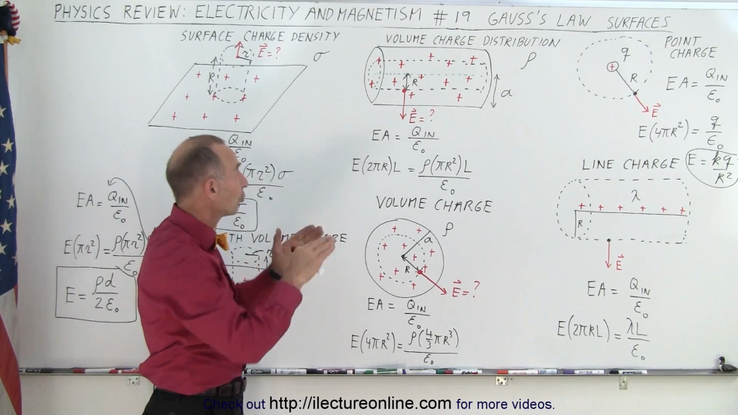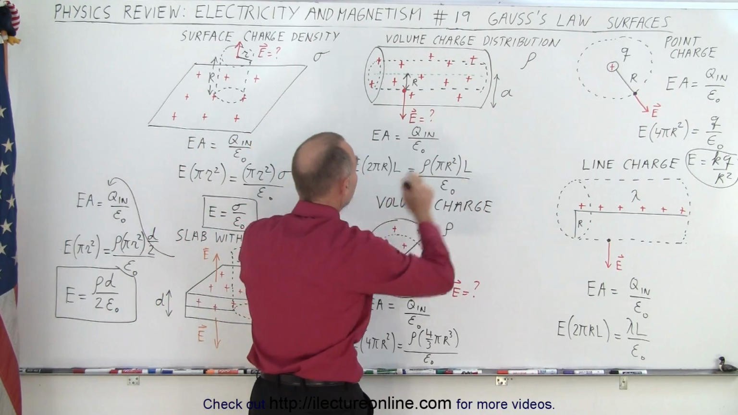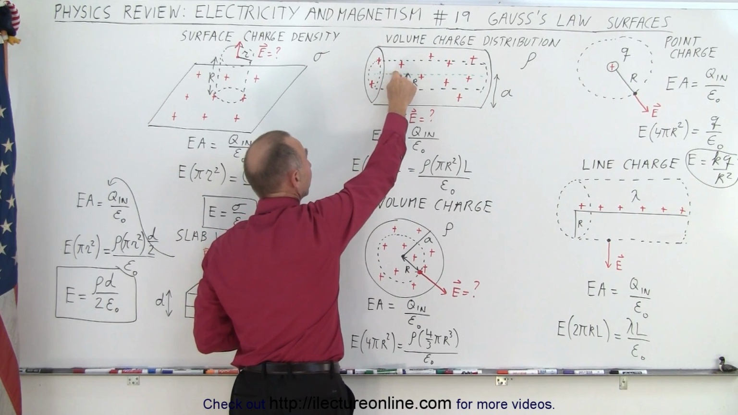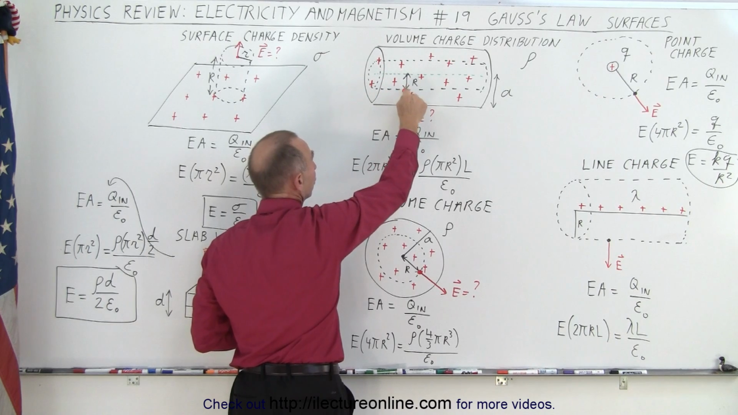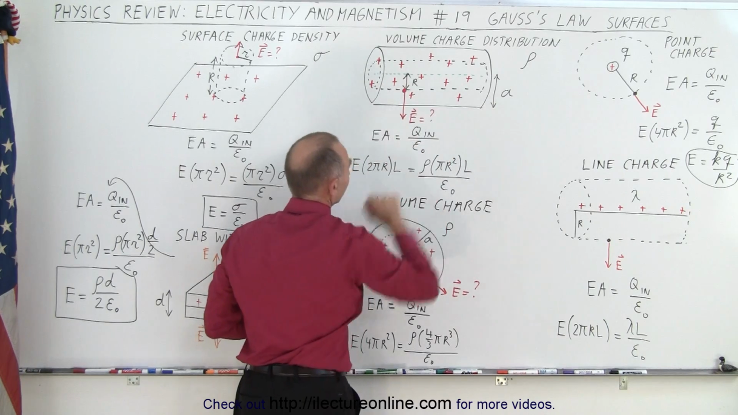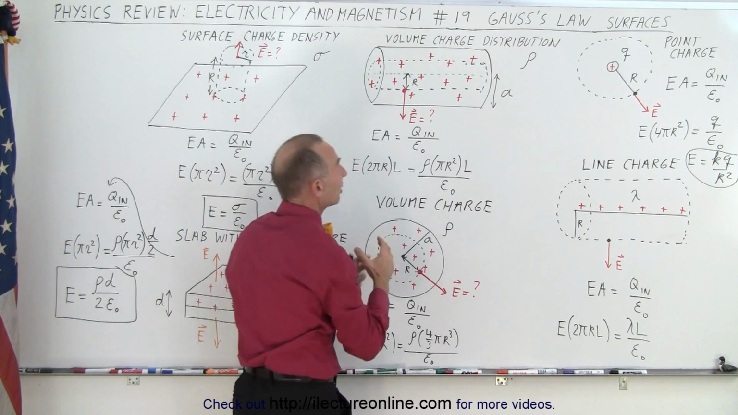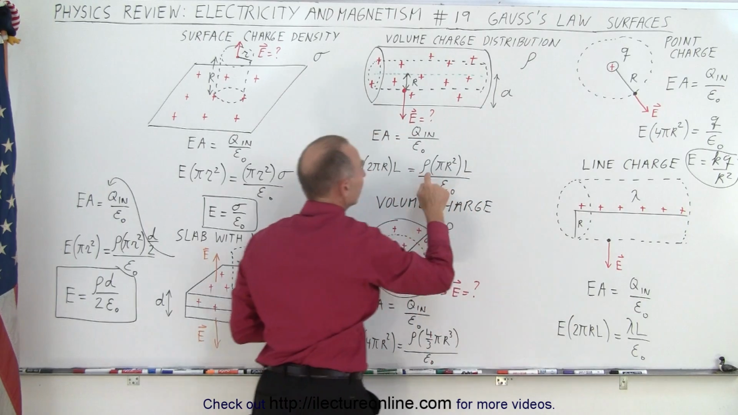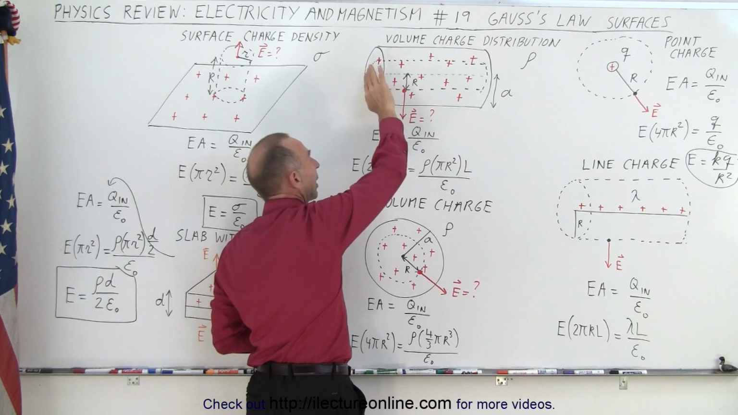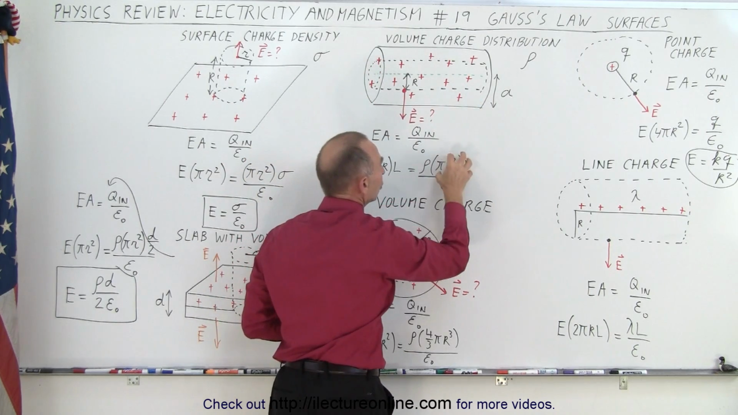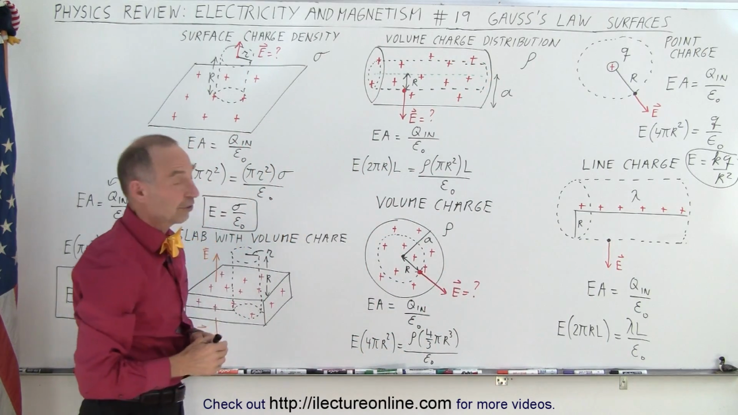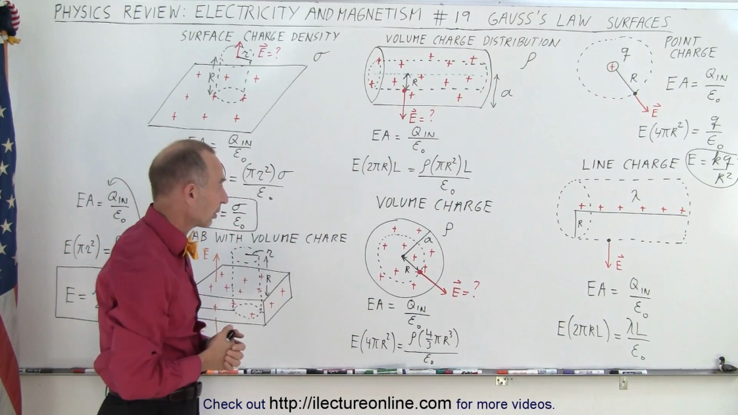In this case, the Gaussian surface is a cylindrical shape. The area is going to be 2 pi r, r being the radius from the axis of the cylinder with charge to the point where we want to know the electric field, times L, the length of the Gaussian surface, which is equal to the charge inside. Now we have the volume charge density, rho. We're going to multiply it times the area of the base, pi r squared, times the length, and that's going to be the volume that contains the charge inside the Gaussian surface. And of course, then you simply solve for E to get the electric field.